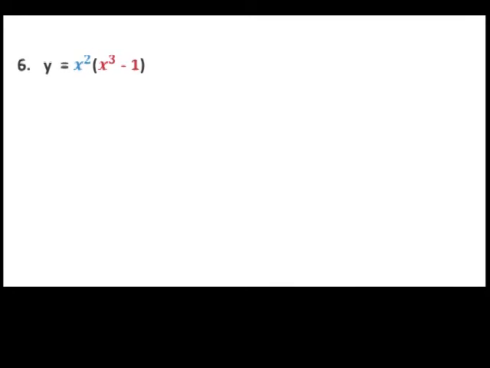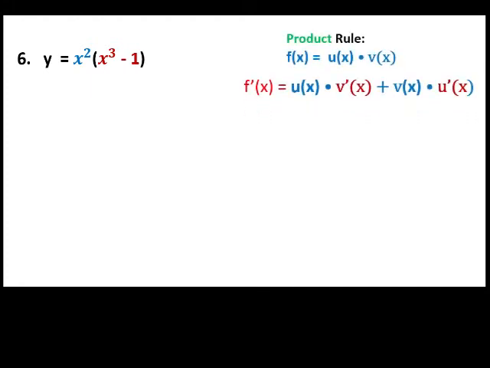Next, find the derivative of y equals x squared times the quantity x cubed minus 1. So this is again the product rule. So its derivative dy dx is equal to the first factor times the derivative of x cubed minus 1. So this is 3 times x to the power of 3 minus 1, plus this factor times the derivative of x squared, which is 2x to the power of 2 minus 1.